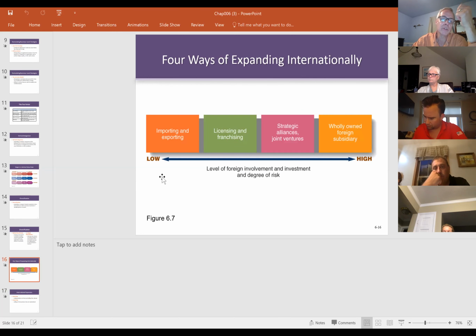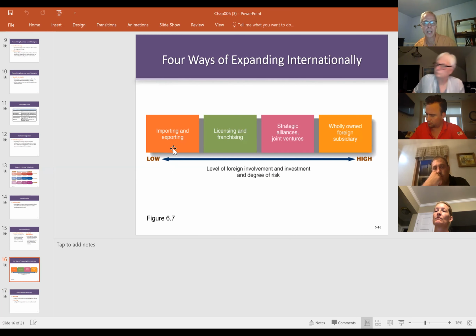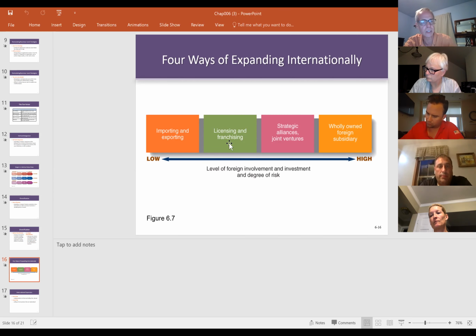I can review these terms real quickly for you, just sort of a management review here. Four ways of companies expand internationally. Importing, exporting, I think we all got a handle on that. Where exporting is making stuff here, shipping it there. Licensing and franchising. Licensing, the difference between those two is licensing is somebody pays me for the right to make something that I own and then sell it on their own risk.